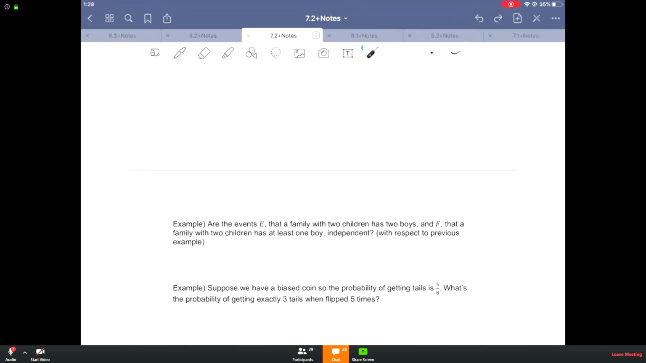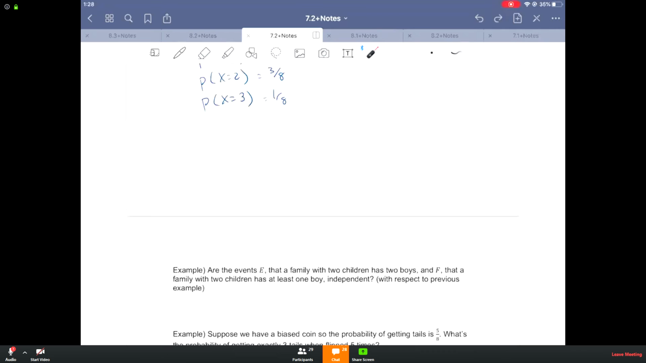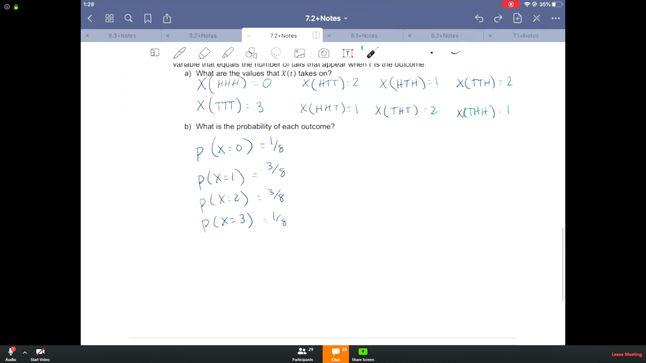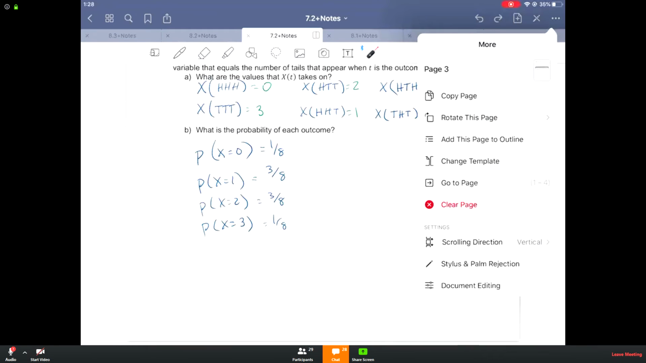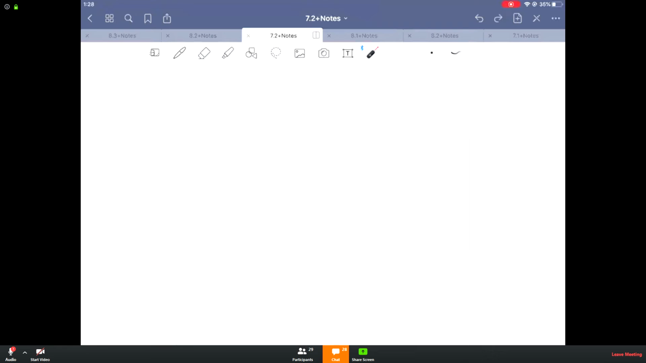I didn't want that same page. Dang it. I forgot how to delete pages. But let's do blank one.